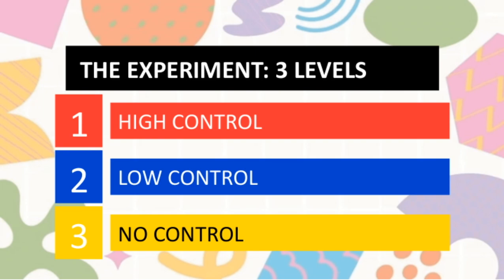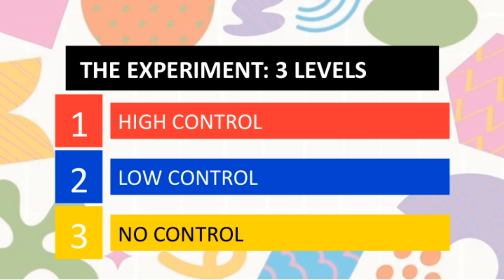All right, on this slide, we're looking at the different levels of control in an experiment. We have three main categories: no control, low control, and high control. Starting from the top, no control, which is rated as level 3, means that the experimenter has no influence over the variables being tested. This often happens in observational studies, where we simply observe what occurs naturally without interference.